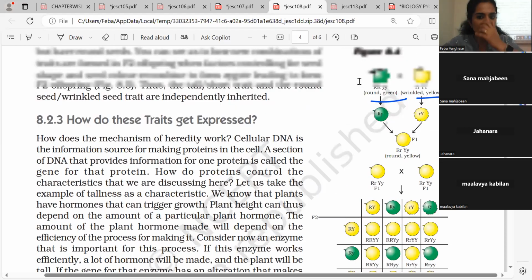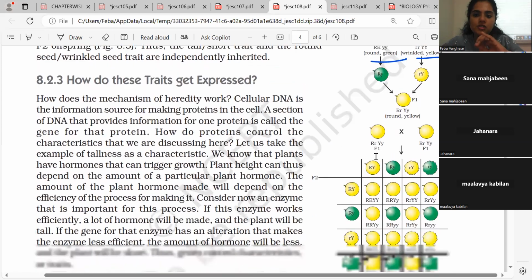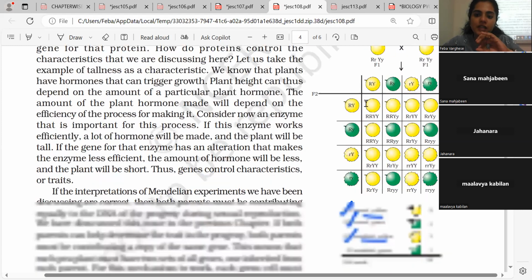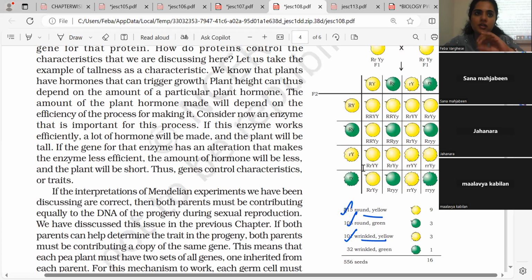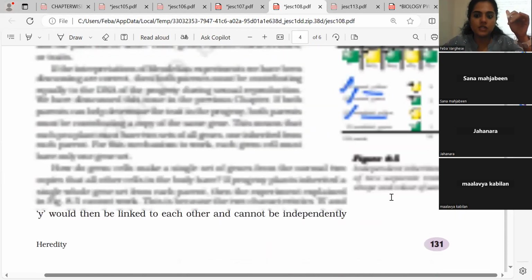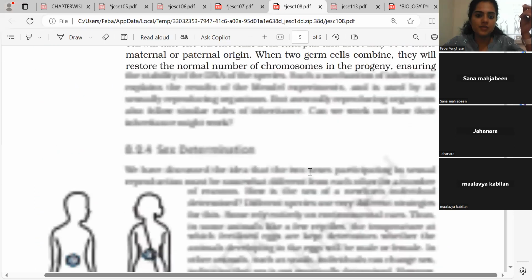Also, this entire thing has to be written: the genotype of the parents, the gametes, then the F1 generation, the genotype of the F1 generation individuals, and then the gametes. Everything has to be written, and then you should draw the Punnett square and explain. That's what you are supposed to do if they're asking for the genetic diagram. Read the question properly. So that's the independent assortment of two separate traits that has happened over here.